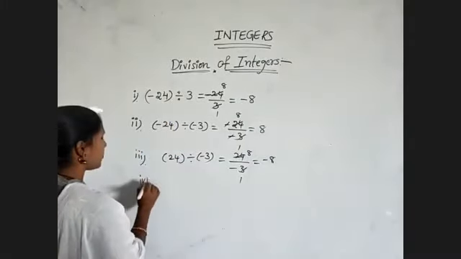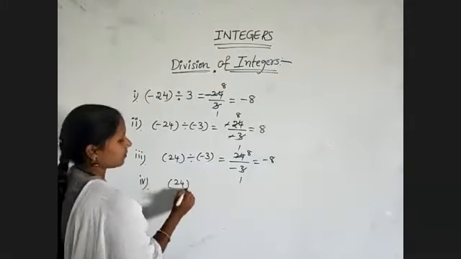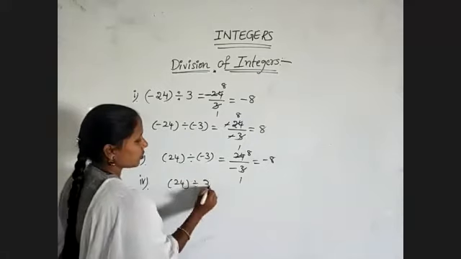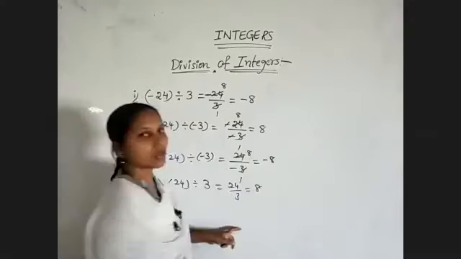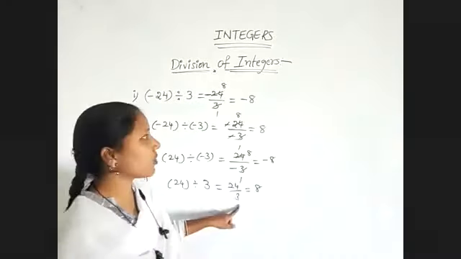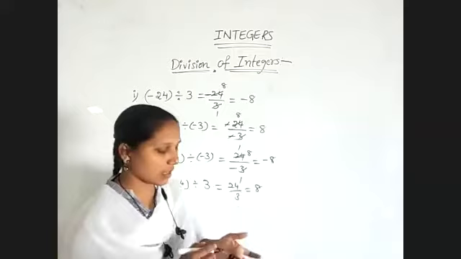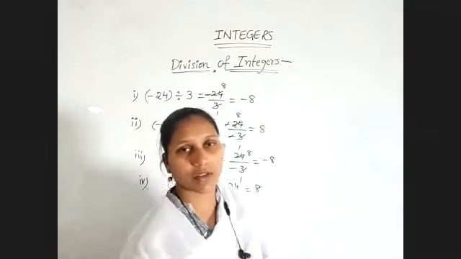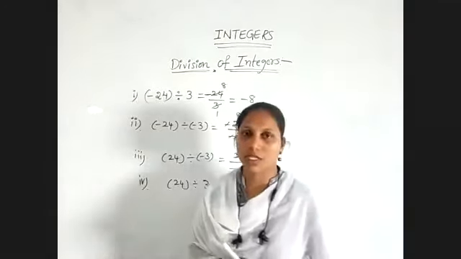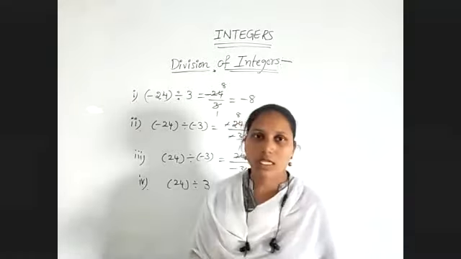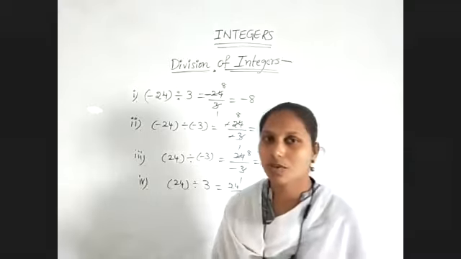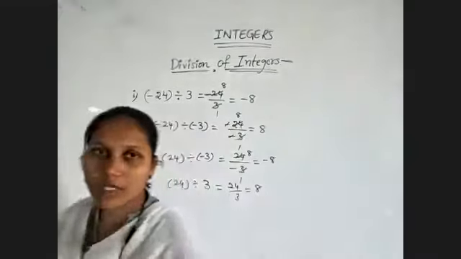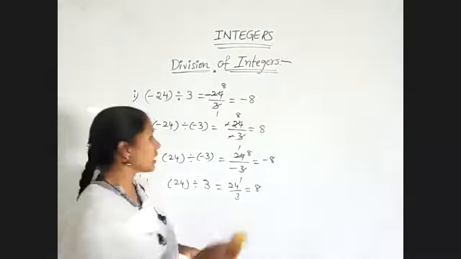Now coming to the fourth one, if both are positive. Positive is very simple, 24 by 3 is equal to 8. In this way we have to perform the division operations. Whenever one is positive and one is negative, only in that case will we get a negative quotient. In other cases, that is if both are positive or both are negative, we will get a positive quotient.